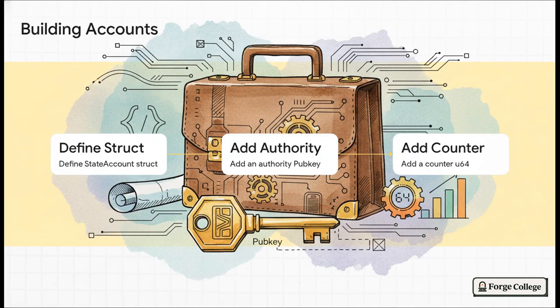So how do we actually build one of those briefcases? Well, we define a state account. And using Anchor-style derives, we keep it incredibly simple and small. Step 1, we just define the struct itself. Step 2, we add an authority pubkey. This is basically the equivalent of our EVM owner address, the person holding the keys to that specific briefcase. And then step 3, we just drop in a counter, just a simple unsigned 64-bit integer to hold our state data. It's simple, it's lightweight, and it is perfectly tailored for the Solana network.